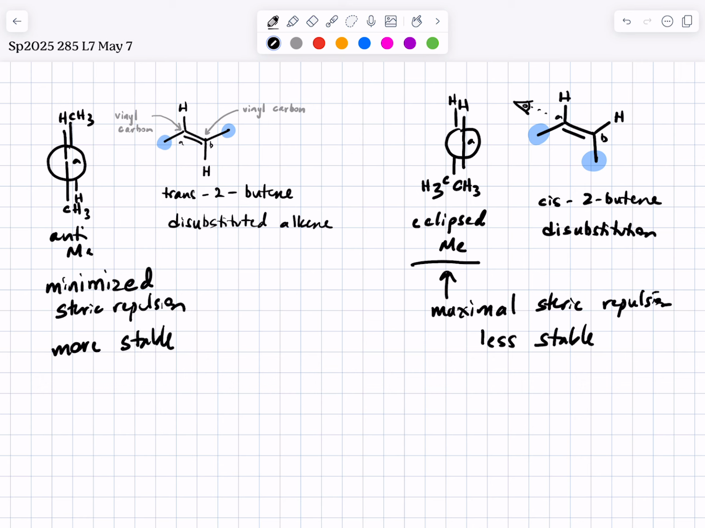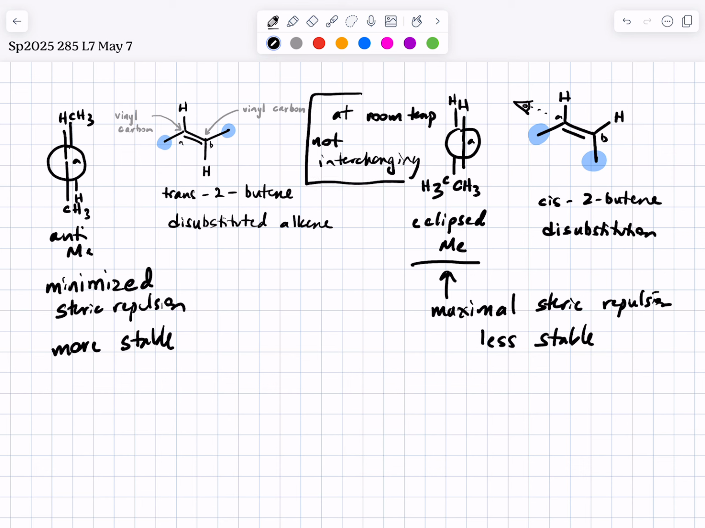So in general, the trans and the cis isomers have different stability. Trans is more stable than cis. Now, the important thing to realize is at room temperature, these are not interchanging.